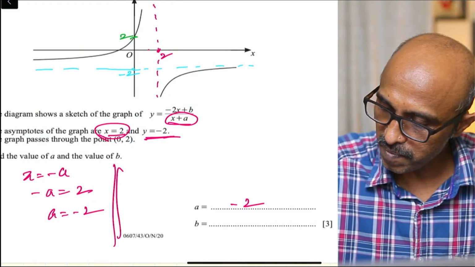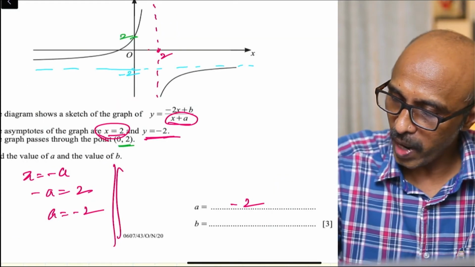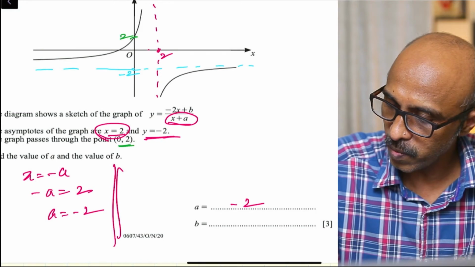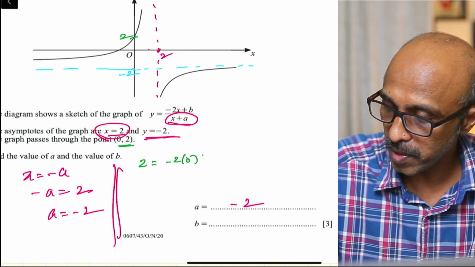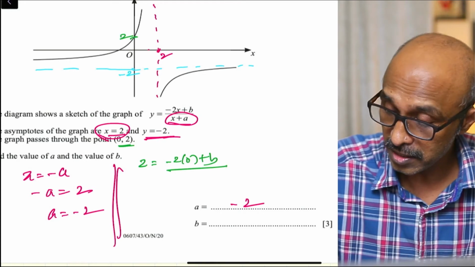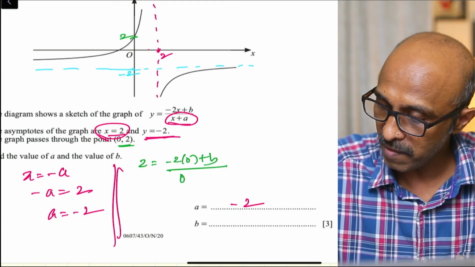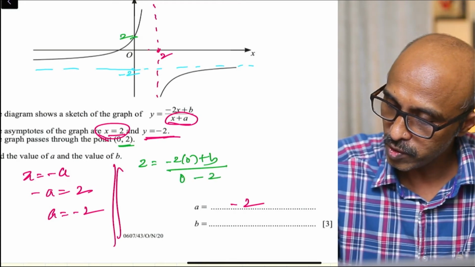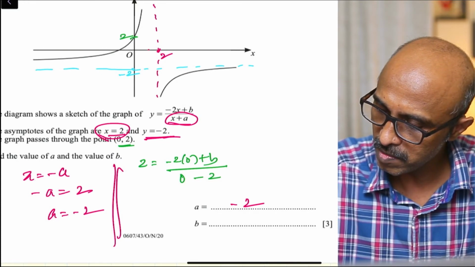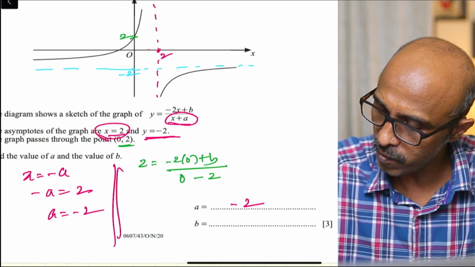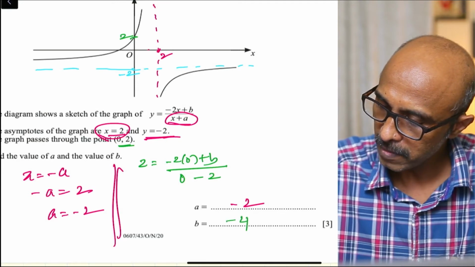And to find the value of b, we make use of the y-intercept and say, all right, y is 2, meaning x is 0 at the y-intercept. So negative 2 times 0 plus b, and x is 0 for the y-intercept. And a we just found out is negative 2. So when you solve this, you should get 2 times 0, 0, b should be equal to negative 4. Yeah, b is negative 4.